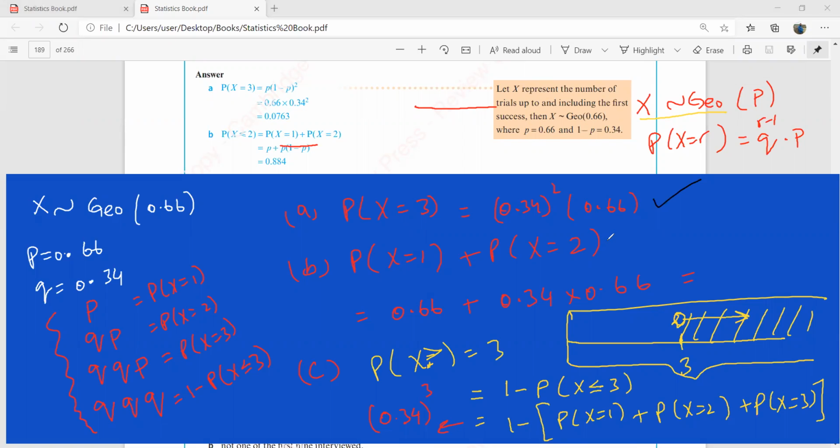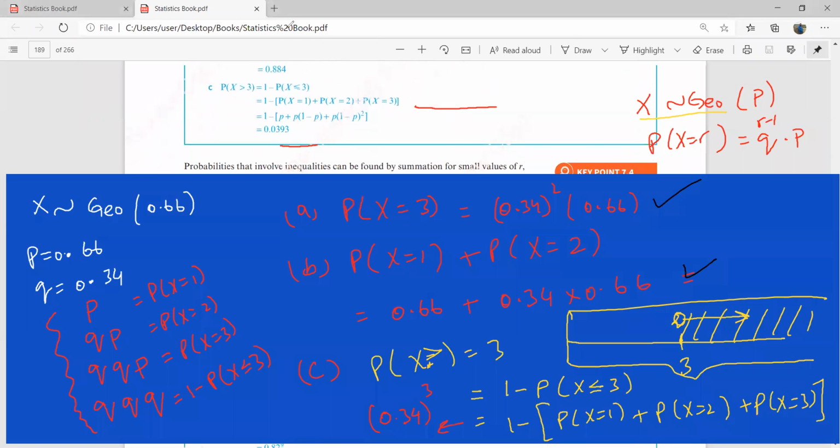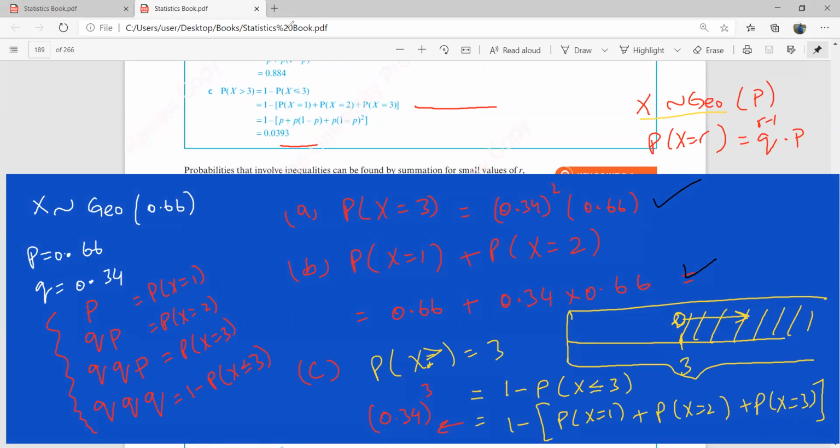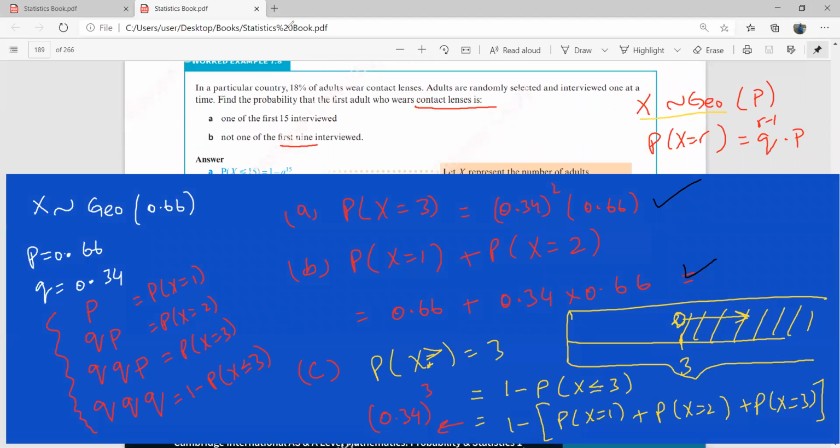The second part, I think this should be okay because it's doing the same. The third part, yes, he's doing the way we have done this. We have been a bit smarter. Can you please find 0.34 whole cube quickly and see if it is really 0.0393? Yes, sir. Yes. Okay. So we can move to the next question now.